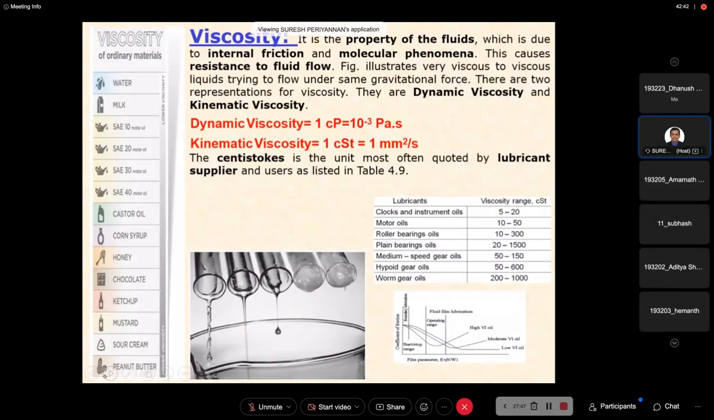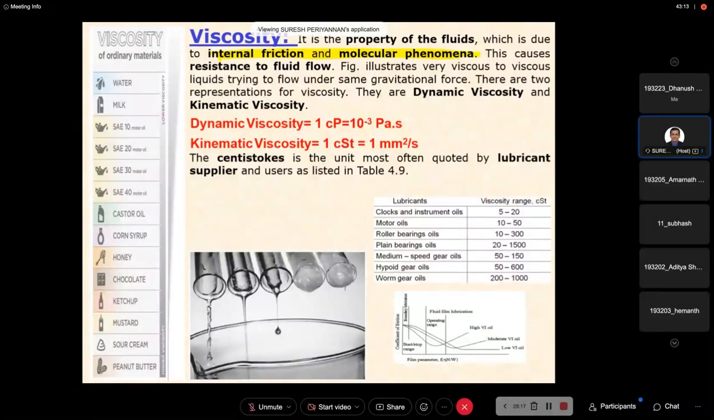Now we come to the second thing, viscosity. Viscosity is nothing but a property of fluids, which, as we just discussed earlier, is due to the internal friction and molecular phenomena between the fluid particles, and when it comes into contact with another surface.